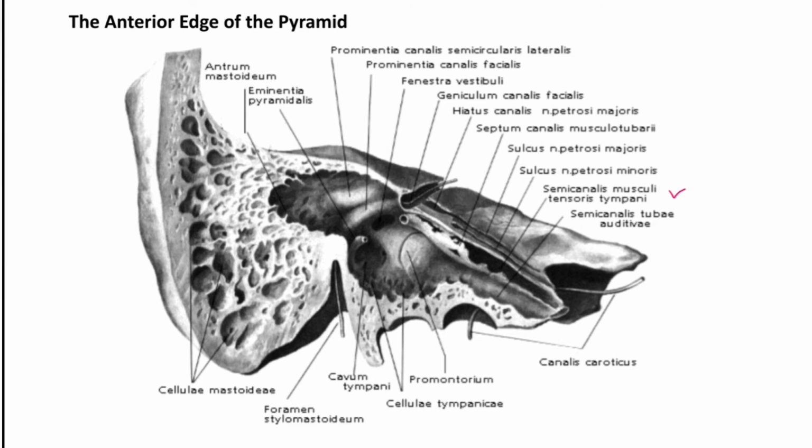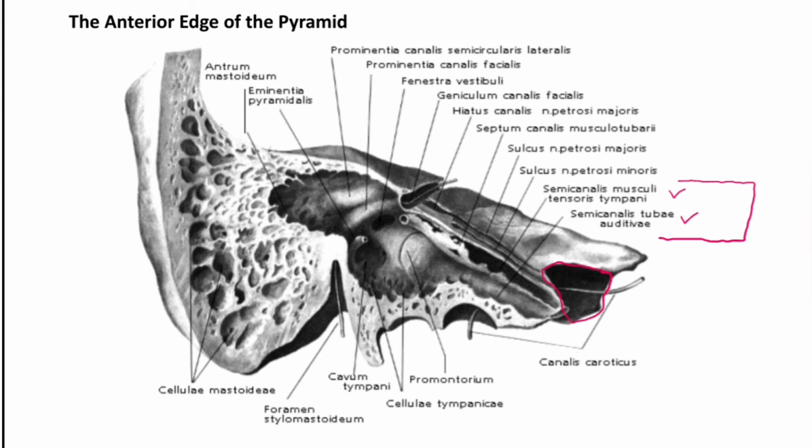So first, there are 2 things. There is the semicanalis musculi tensoris tympani, so the muscle is just tensor tympani, and the tube is called what? The auditory tube, so this canal is called the semicanalis tubae auditivae. The whole thing is the musculotubal canal, right? So that's the most important thing that you find on the anterior edge of the pyramid.